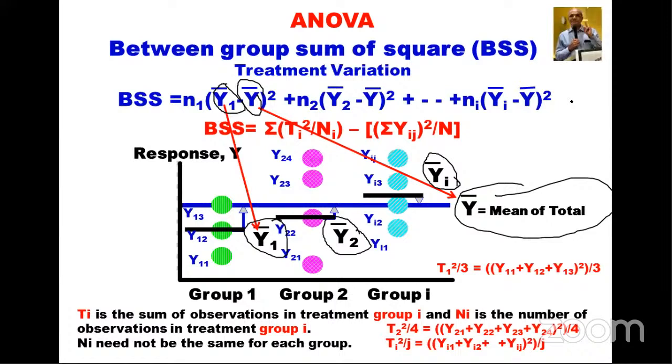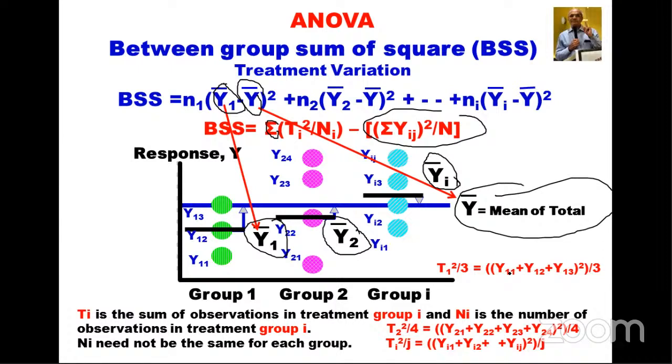And again on simplification by (a minus b) whole square, we get that red color formula, sigma Ti square by Ni minus CT. Now, what is Ti square by Ni, and what is its sigma? So here T1 square by N1. Now, what is T1 square by N1? Here I have taken three results.